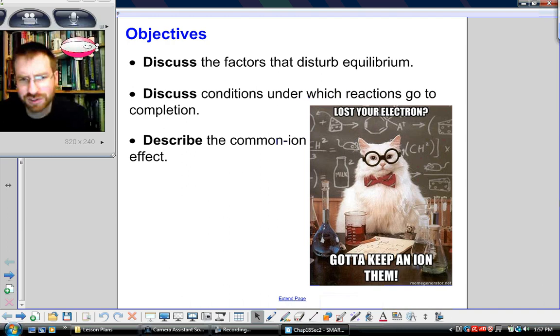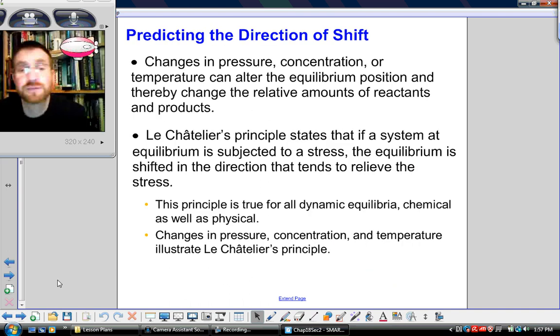Welcome back, students. Our objectives for the day: discuss the factors that disturb equilibrium, discuss conditions under which reactions go to completion, describe the common ion effect. Predicting the direction of shift.